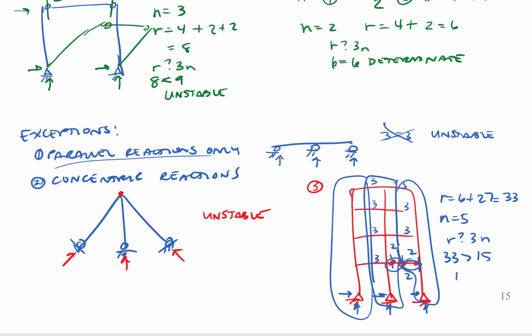I have a highly indeterminate structure, but if I look at this beam down at the bottom with 3 hinges, this can just rigidly move. This is actually an unstable structure despite all those degrees of indeterminacy.